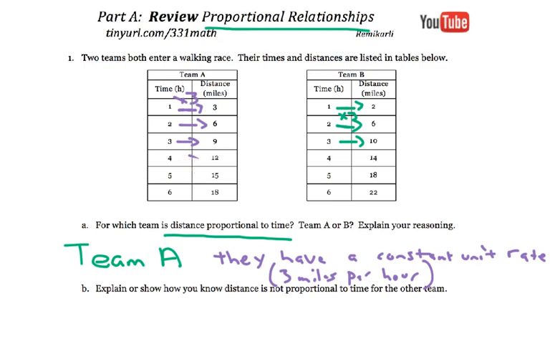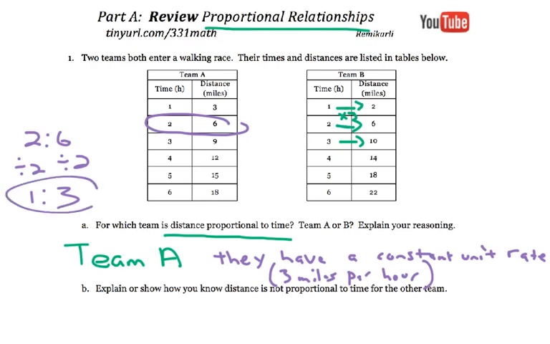Another way to think about it is each one of the ratios in the table can be simplified to the same unit rate, right? So that's the same as 1 to 3. If you take a look at another one in the table, just picking another ratio, this is the exact same, or is equivalent to 1 to 3. So there's a constant pattern in Team A.